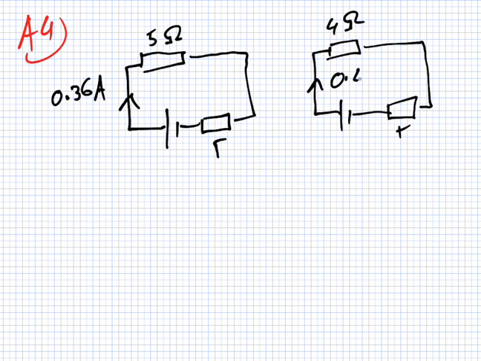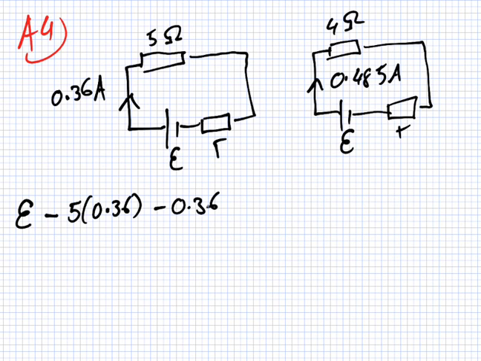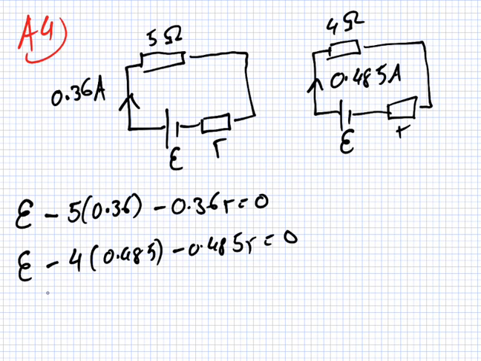It's 0.485 amps. So the question is basically, what is the internal resistance, and then what is the voltage of the battery? So we can actually use Kirchhoff's loop rule here. In the first case, the loop rule would say E minus 5 times 0.36 minus 0.36r equals 0. And in the second battery circuit, E minus 4 times 0.485 minus 0.485r equals 0.